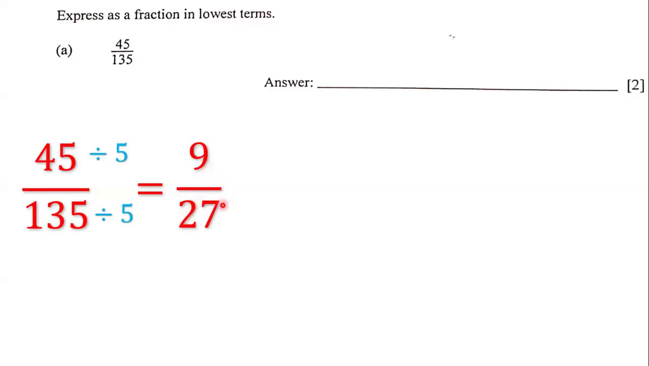But this fraction, 9 over 27, can be simplified further. What number can go into both 9 and 27 without leaving a remainder? The answer is definitely 9. And so we can use 9 for this. We could also use 3, but let's use 9. And so we say 9 divided by 9 gives us 1, and 27 divided by 9 gives us 3. And so that means that our answer is 1 over 3. So 45 over 135 is actually 1 over 3 in simplest terms.